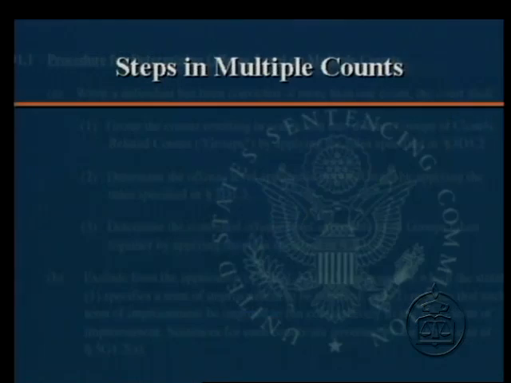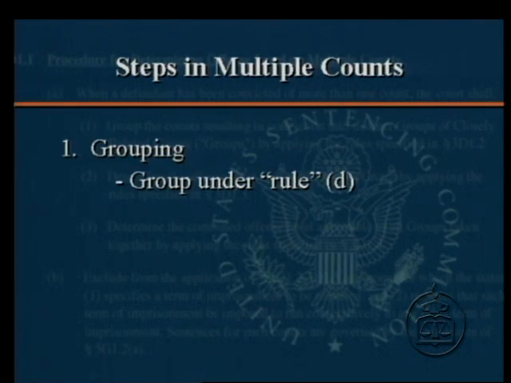Now, thus far we've been discussing the grouping rules pursuant to 3D1.2, where we have offenses that comprise a single composite harm. So let's go back to the slide that we started off our broadcast with about the steps for grouping. We've gone through the grouping steps. We've discussed grouping under Rule D and why it's so important to consider that rule first, and how we talk about applying one guideline one time whenever you have multiple counts of conviction that are groupable under Rule D.